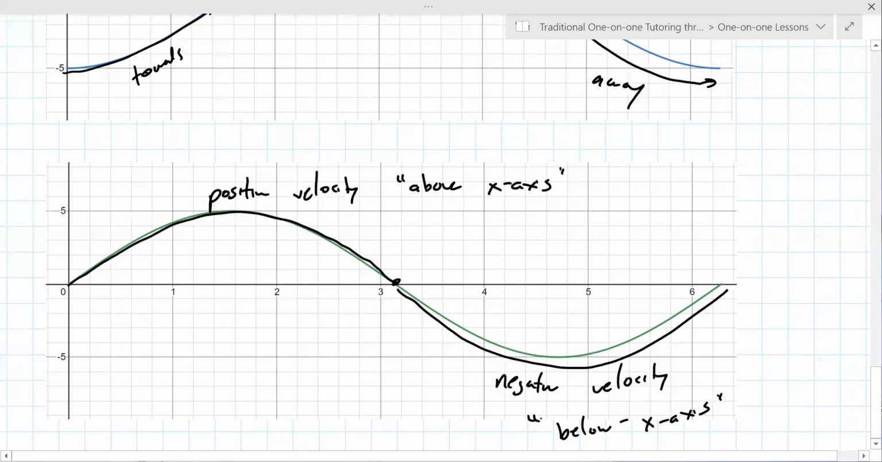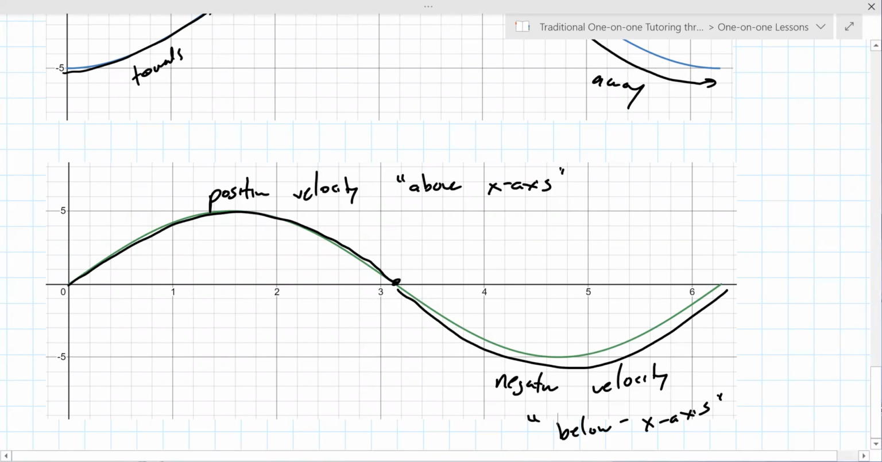And that's what's really hard for students to remember, because you'll confuse the two rules, the two graphs. But for velocity, you're strictly looking at whether it's above or below. That's it. Okay.